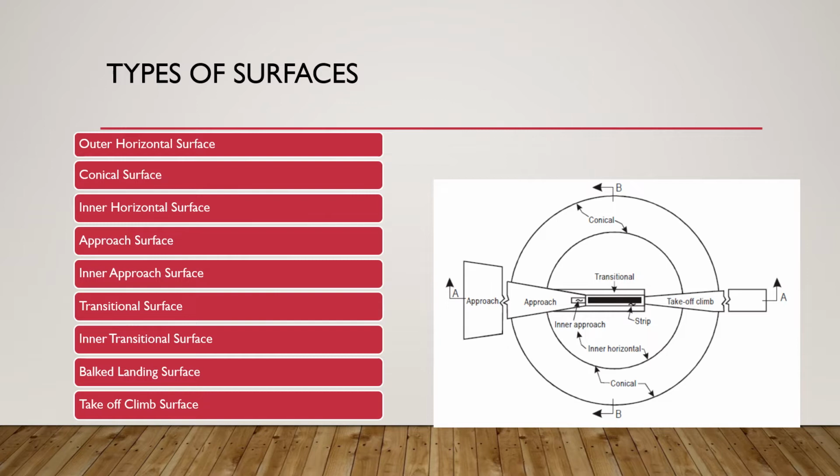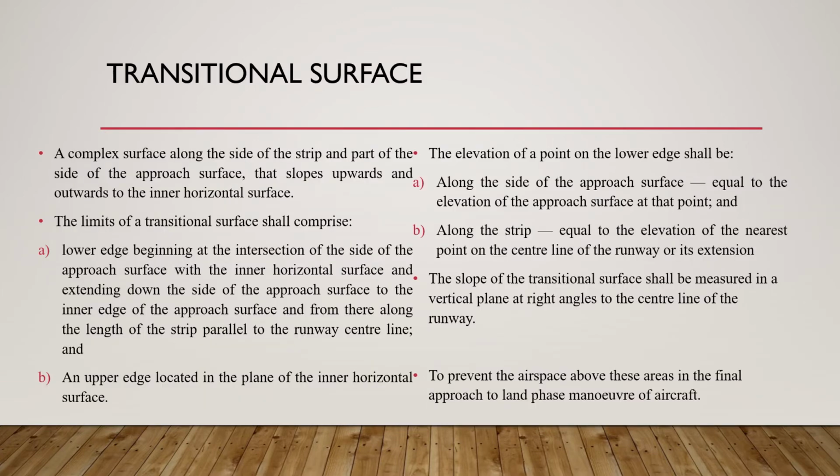In the picture, you see a black strip, which is known as the runway strip, shown here. A few surfaces are defined based on the runway surfaces, either the runway strip or the runway itself. So let's understand how these surfaces are designed. The first surface which we are going to see in this presentation is the transitional surface. The transitional surface is the first surface when we move laterally from the runway strip.